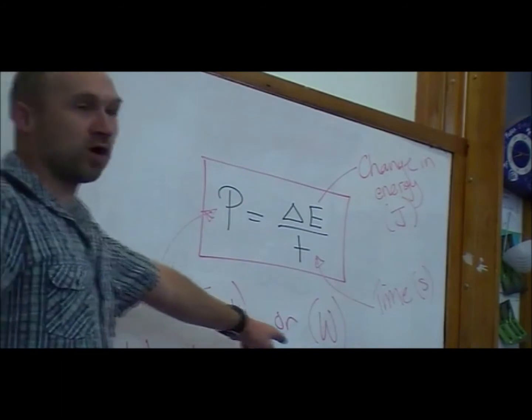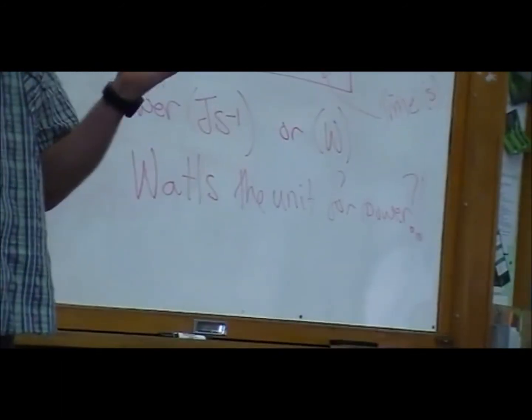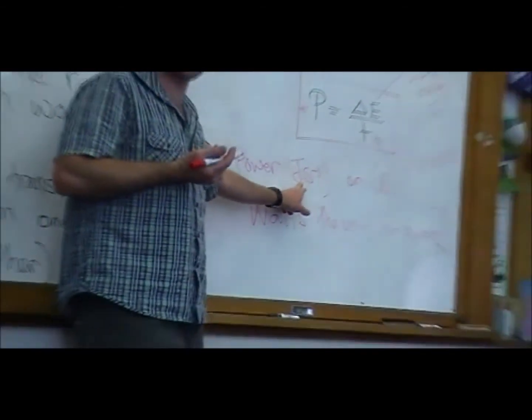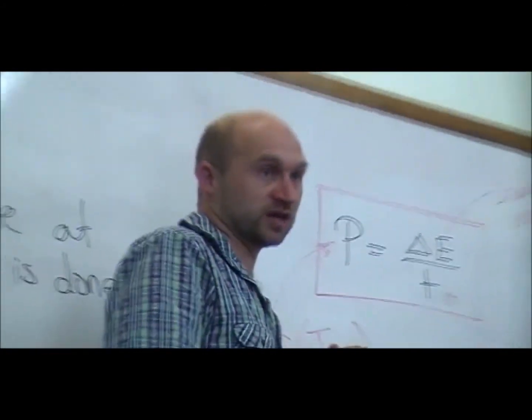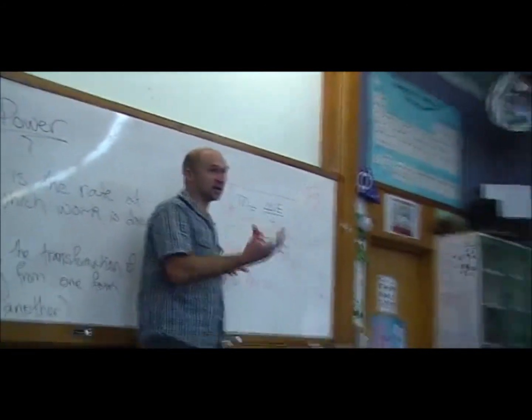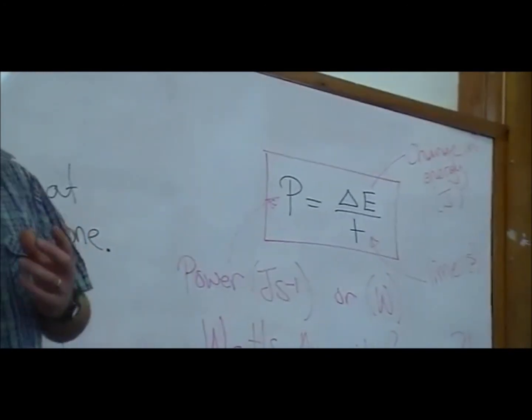So either watts, which is what you'll see on the bottom of a light bulb. If it's an old one with a piece of wire inside it, it might say 100 watts. 100 watts means 100 joules per second, so 100 joules of electrical energy turning into heat and light every second. So power is how fast work is done.